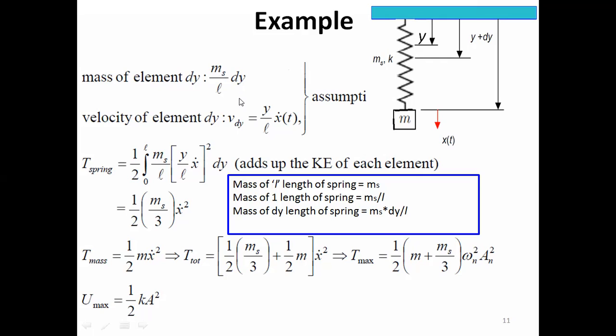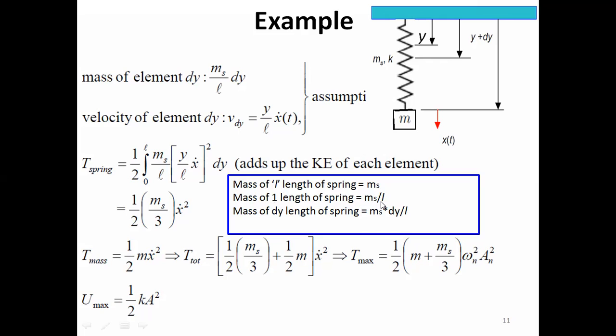How did we get that equation? That derivation is done here. Let L be the length of the spring. The mass of length L of the spring is equal to m_s, the total mass of the spring. If we divide the equation on both sides by L, this is the mass of the unit length of the spring, so the mass of the unit length of the spring would be m_s/L.